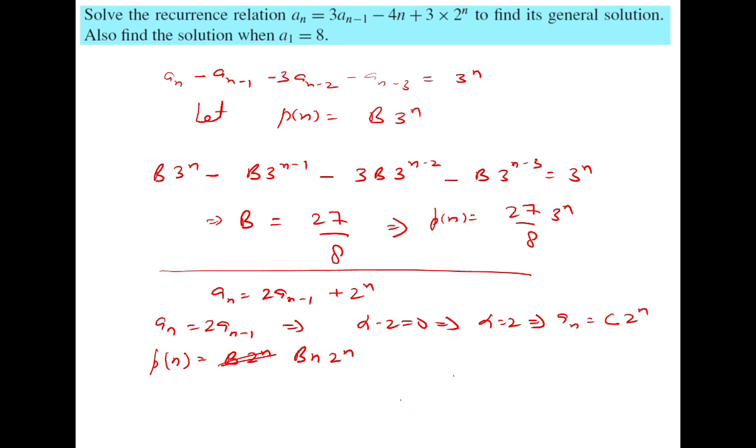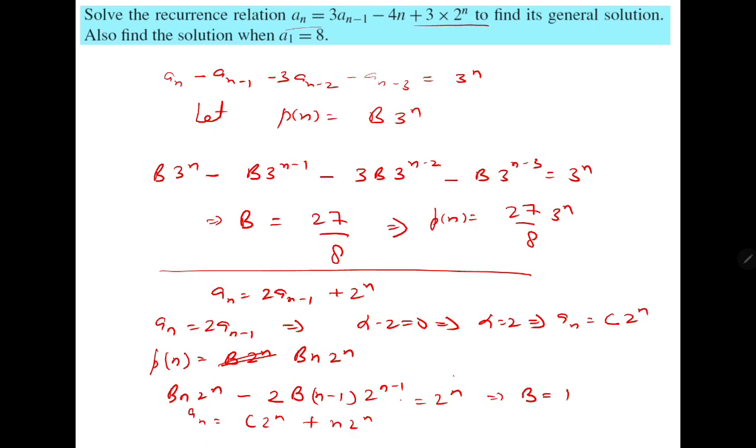So now I got Pn, so I have to substitute it back into the given equation. So the given equation is Bn2 raised to the power n minus 2 times B(n minus 1) 2 raised to the power n minus 1 is equal to 2 raised to the power n. Again if you solve it, then B comes out to be 1, and that gives you the general solution. An is c2 raised to the power n plus n2 raised to the power n.